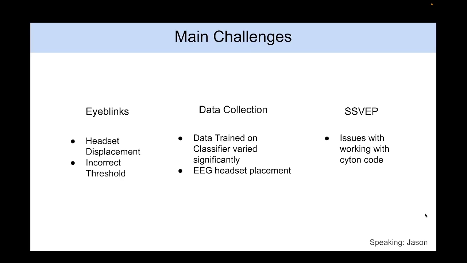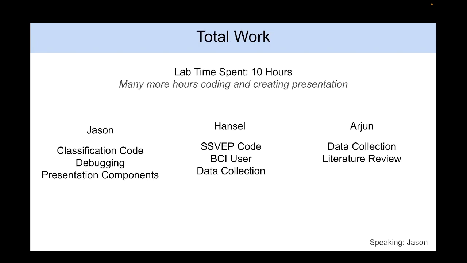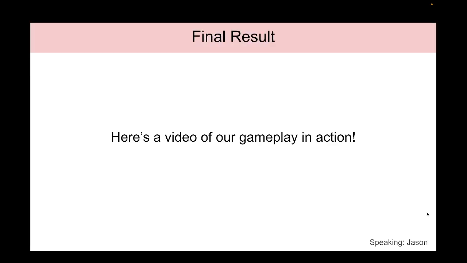So the main challenges that we faced were the differences in training data across days, causing inconsistent model predictions. We also found it difficult to work with the SSVEP code initially due to Python version mismatches. Eye blinks were challenging as well, since if Hansel blinked too hard, the headset would be displaced slightly, changing the threshold and stopping detection completely. In the end, we spent roughly 10 hours working in lab sessions to get everything up and running. Let's take a look at our actual gameplay in action.